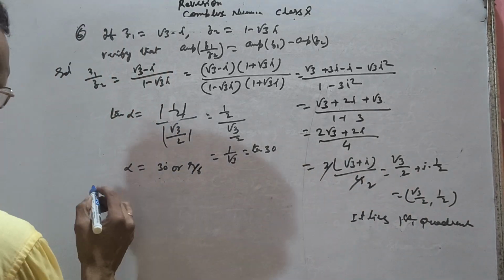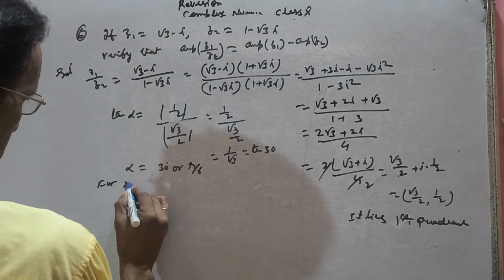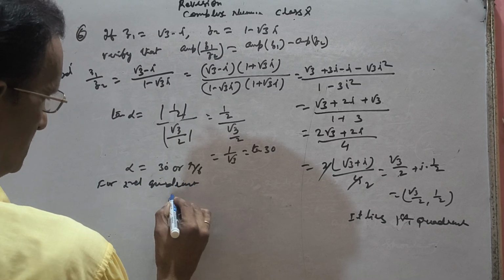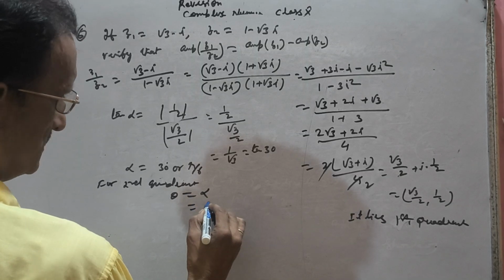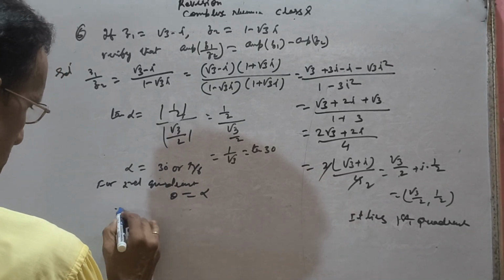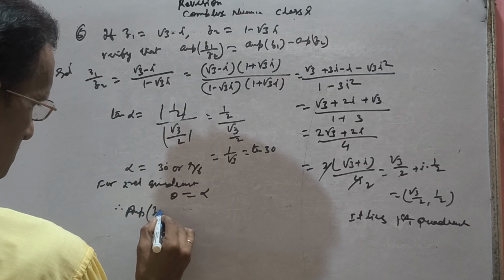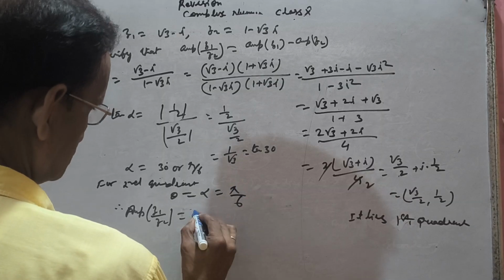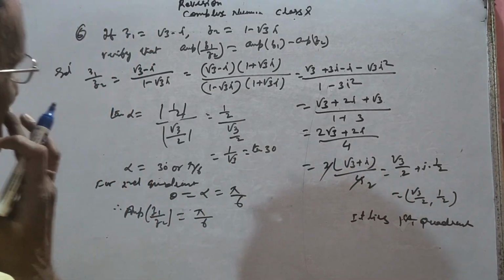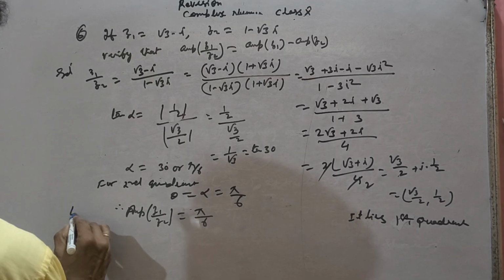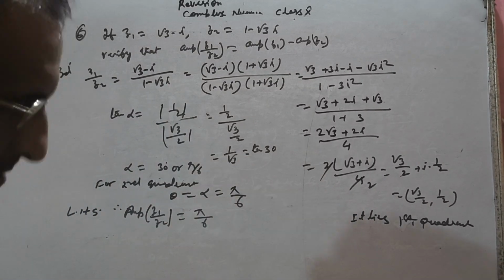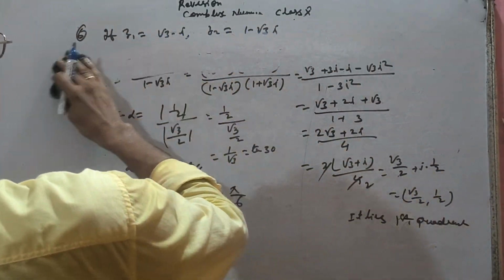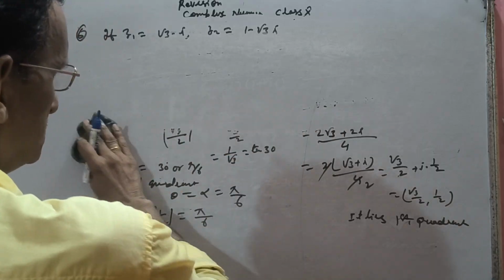For the first quadrant, what we will get? Theta equal to alpha, therefore amplitude Z1 by Z2 equal to pi by 6. Okay. This is what we have taken as the left hand side. This is the left hand side. Now we'll find the right hand side.